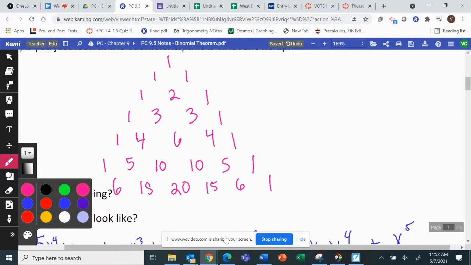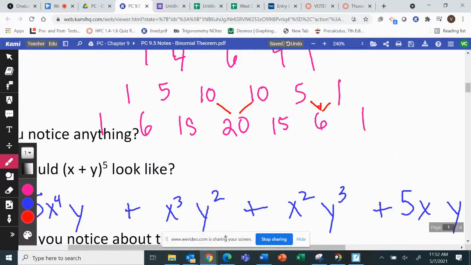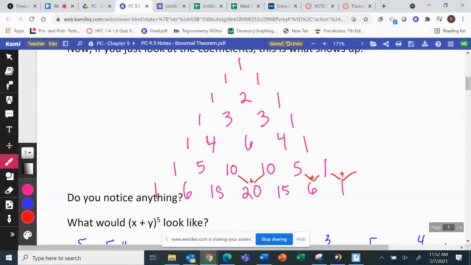I am getting 20 by looking at the two numbers right above it and adding them together. I am getting 6 by looking at the two numbers right above the 6 and adding them together. I'm getting the 1 by looking at the two numbers right above it and adding those together because there's nothing on the outside. So to get any of these numbers, once you have the first couple rows, you just add the two numbers above it and you get the number that goes underneath.